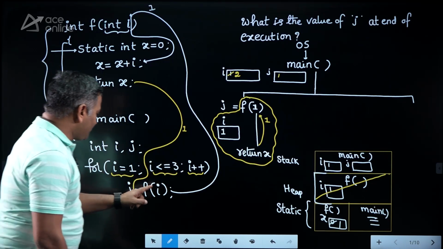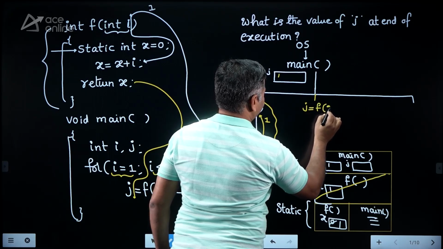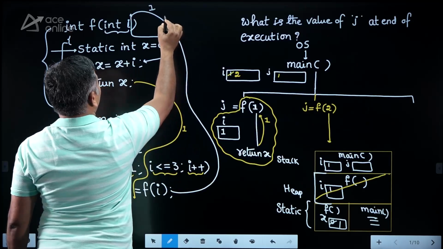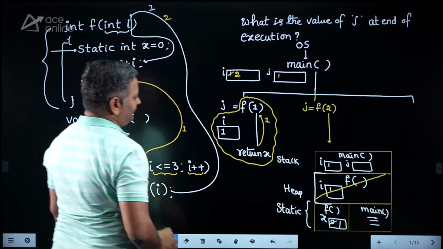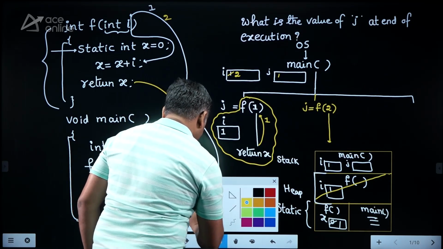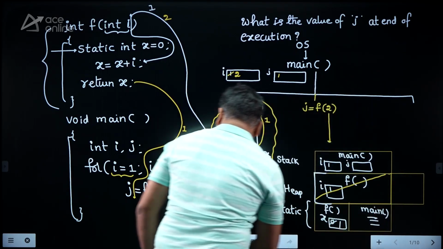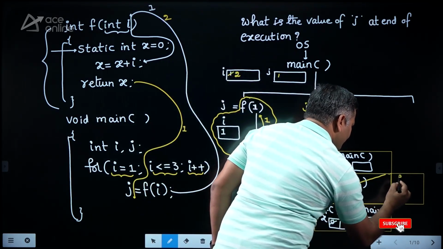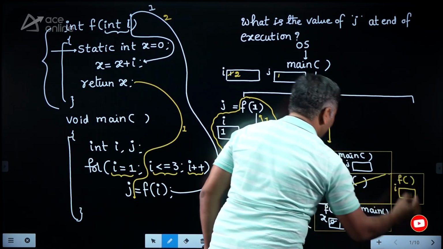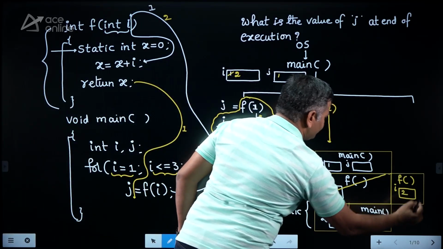Yes, true. Therefore, I am calling the function a second time: j is equal to f of 2. When I call it the second time with 2, a new variable i will be created. So, let me create the new variable here. In the function f, the new variable i is created, right? So, what is the value of i now? i is equal to 2.